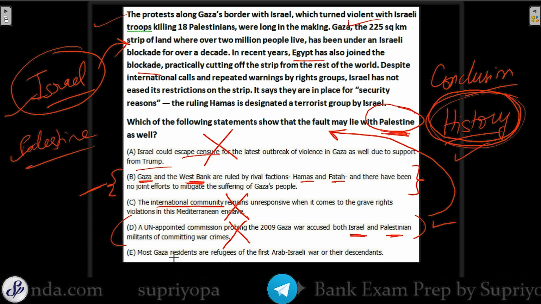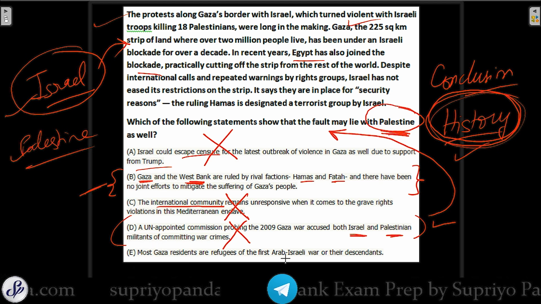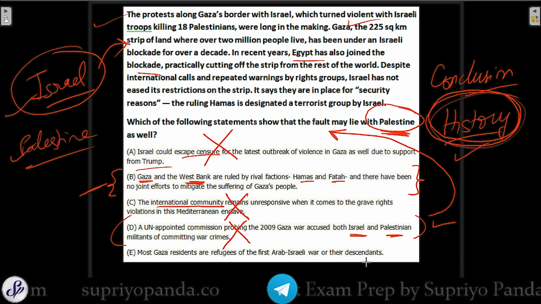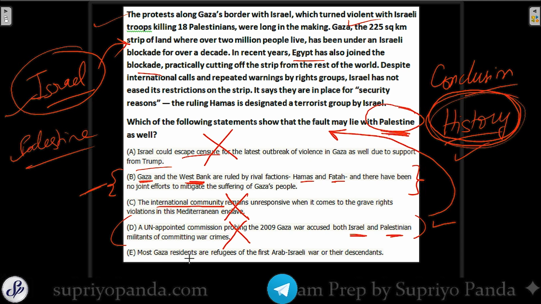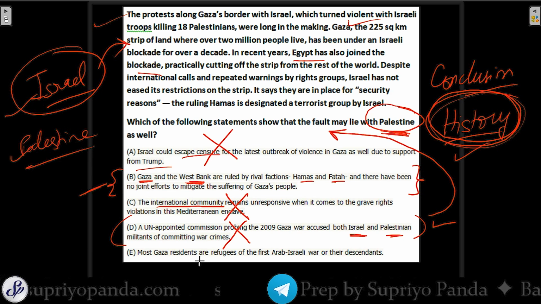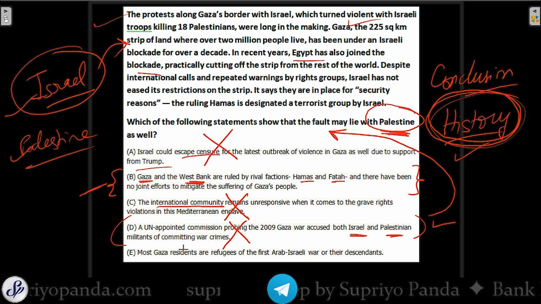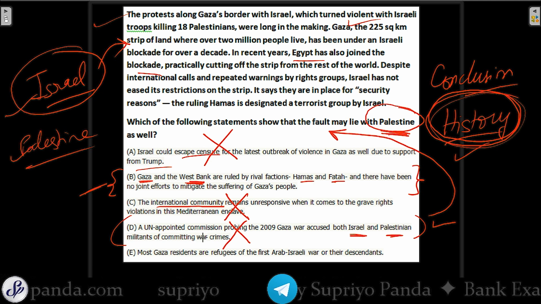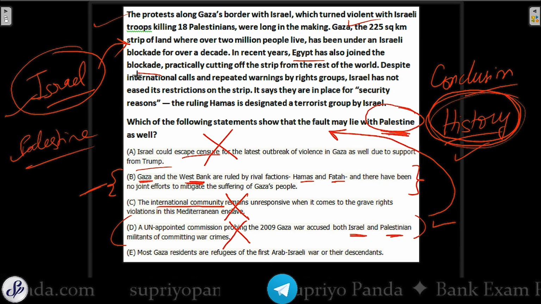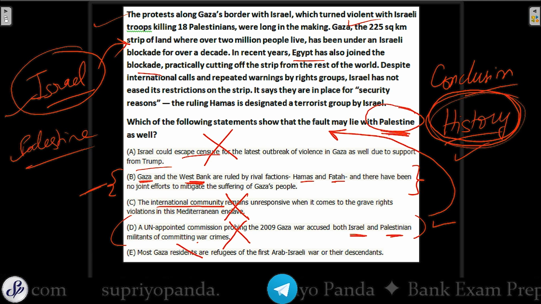Option E: most Gaza residents are refugees of the first Arab-Israeli war or their descendants. So this does not really prove anything, because they are descendants of the Arabs or whatever, the refugees. They are not impacting whether the conclusion is true or false. So you can ignore this one as well.